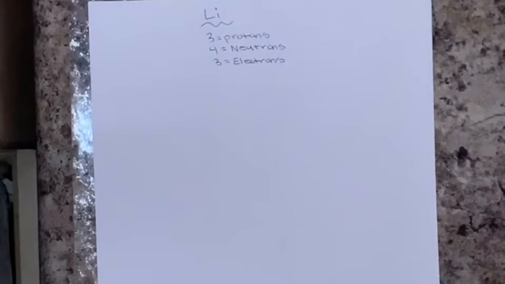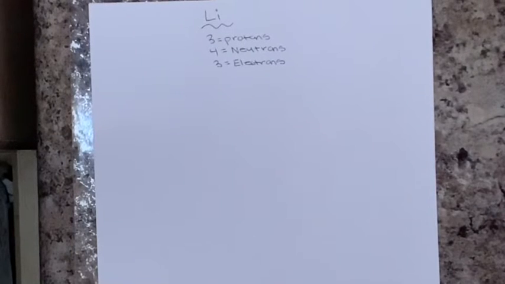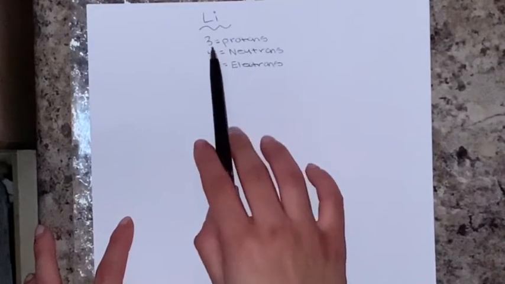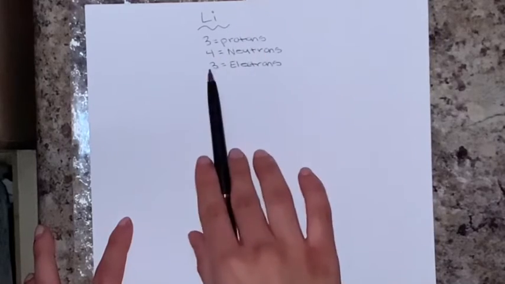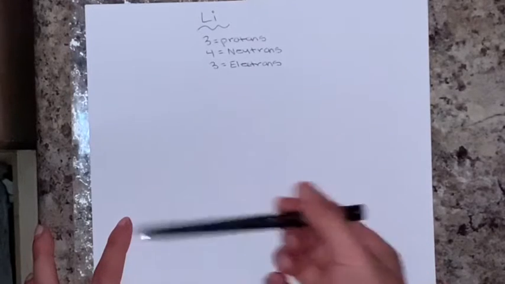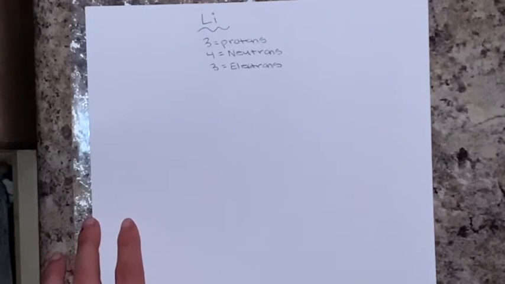I'm going to be showing you 2 examples of Bohr's orbital diagram for neutral atoms. The first one will be lithium and the second will be nitrogen. So we're going to begin our first example, starting off with a neutral atom. Here we have lithium, and lithium has 3 protons, 4 neutrons, and 3 electrons, and the number of protons and electrons have to be the same in order for it to be a neutral atom.